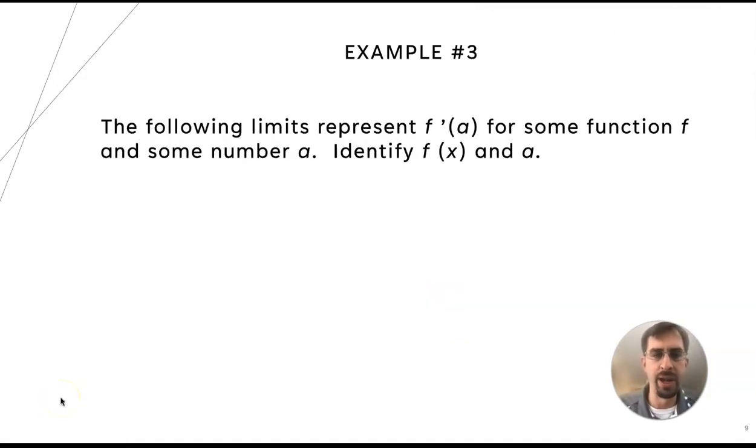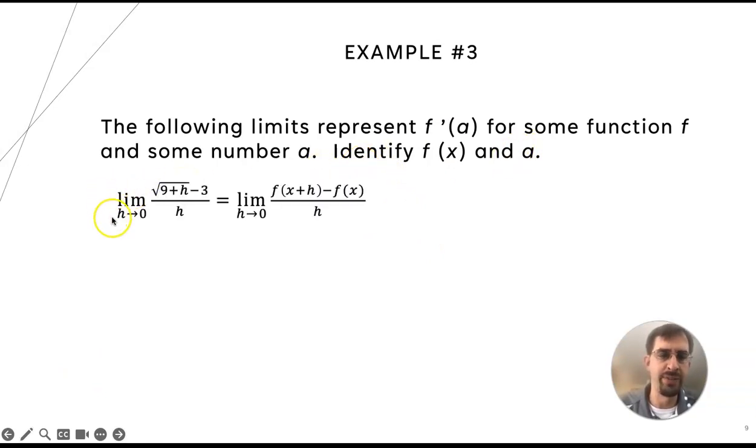Okay, let's go the other way now. The following limits represent f prime of a for some function f and some number a. Can we identify what the function is and what the value is that we plugged in? So in this case, I've got limit as h goes to 0 of (the square root of 9 plus h, minus 3) all over h. And we want to try to see if we can match that up with an f of (x plus h) minus an f of x, all over h.